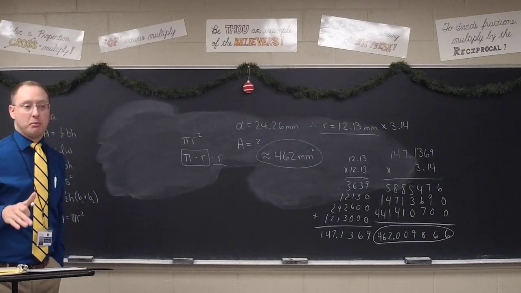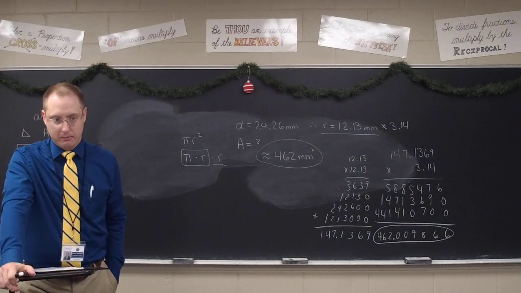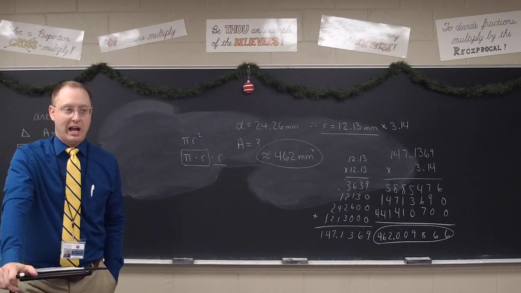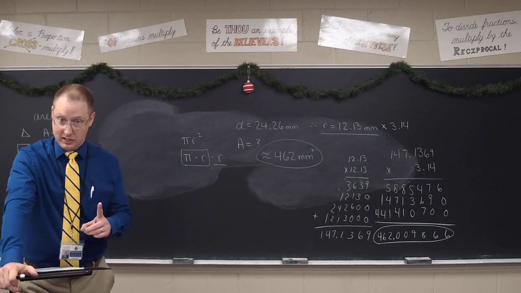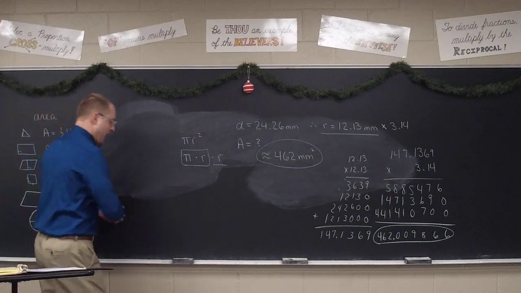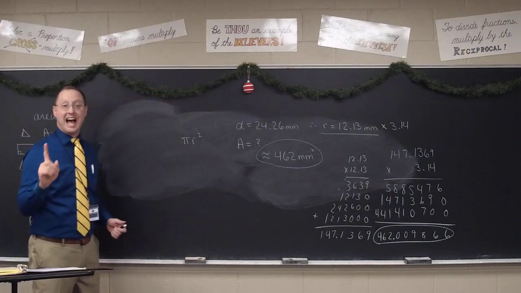The question was asked a moment ago, Mr. Dasky, what if we don't notice it's a diameter? Is there a way to get around multiplying the whole blasted thing over again? Yes. Let's go back to this pi r squared. What is a radius, class? Half a diameter. It's a half a diameter, right?